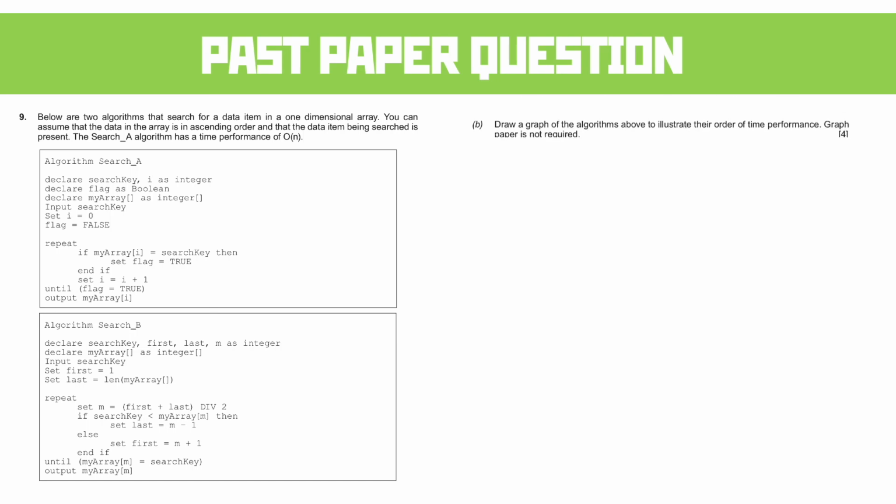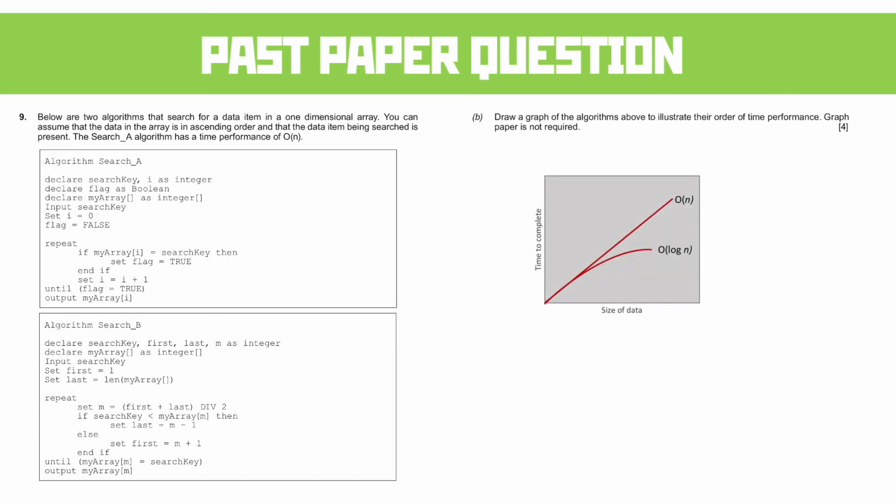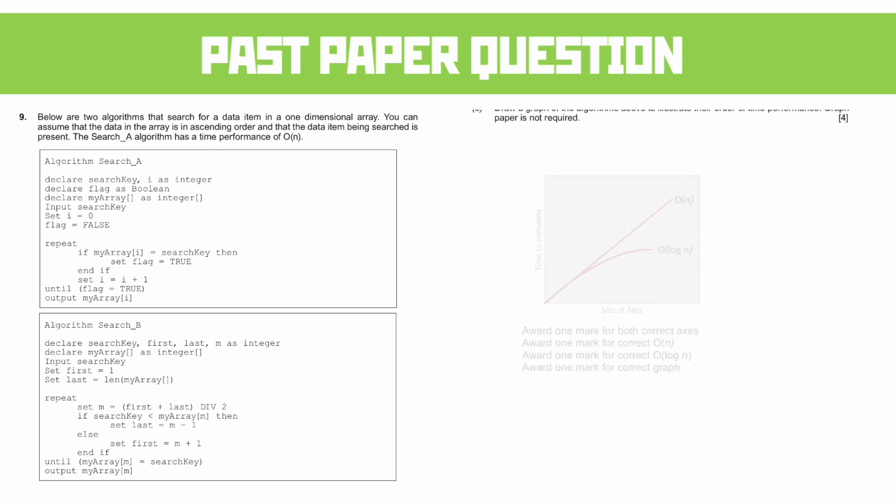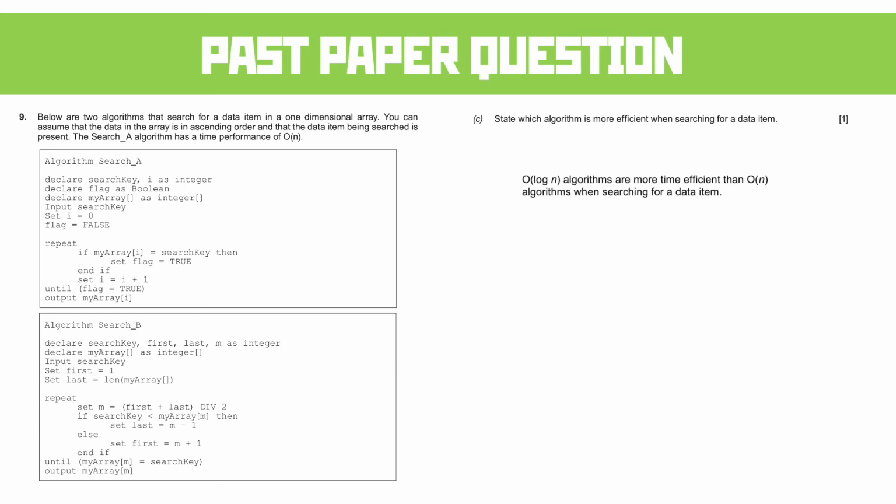Draw a graph, while you're just drawing your logarithmic performance against linear. And the way the marks are offered to you is you have a mark for the correct axes, so make sure you label your axes. A mark for the correct O(n) and a mark for the correct O(log n). And then just another mark for the correct graph. Part C, state which algorithm is more efficient when searching for data. So then it's your knowledge of big O that you need to test here. And O(log n) is definitely the more efficient one than a linear one.